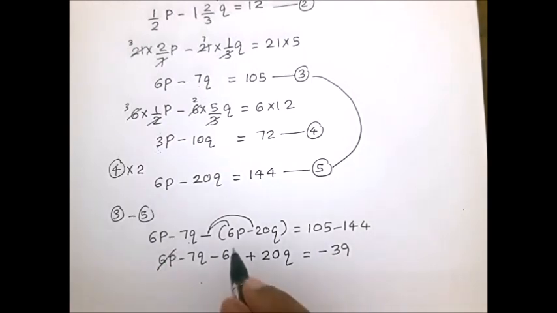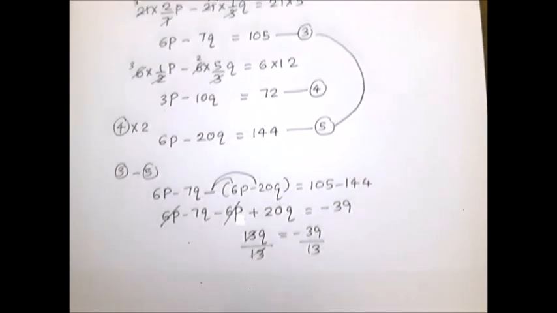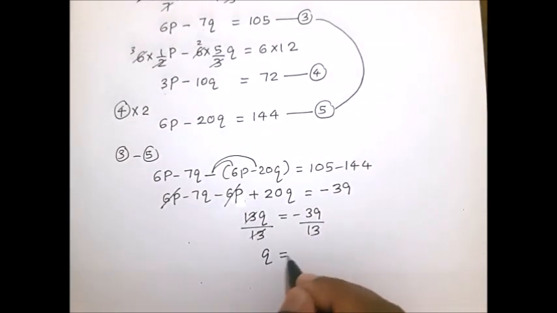Now plus 6p minus 6p, plus 6p cancel. Minus 7q plus 20q, it is plus 13q, equal minus 39. Now you can divide both sides by 13. These two cancel. Q equals minus 3.